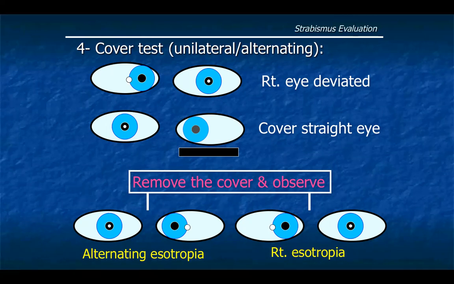If on removing the cover, the right eye immediately squints again and the left eye immediately becomes straight again, this means the patient cannot maintain fixation with the right eye. So the squint is only in the right eye, or this patient has right esotropia. So if the patient can maintain fixation with each eye for at least 5 seconds, this means he has alternating strabismus. If the patient cannot maintain fixation with the non-preferred eye for even 5 seconds, it means the patient has unilateral strabismus, and this is a sign of amblyopia.